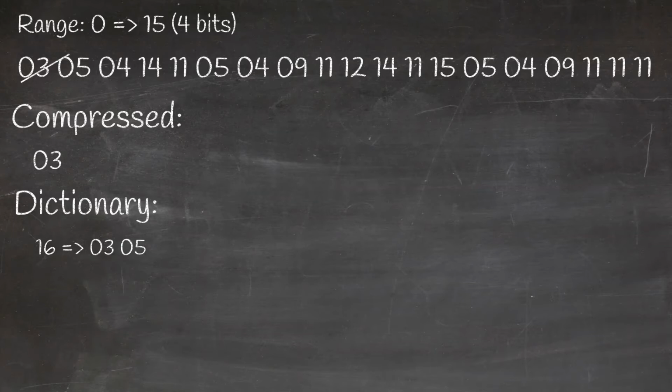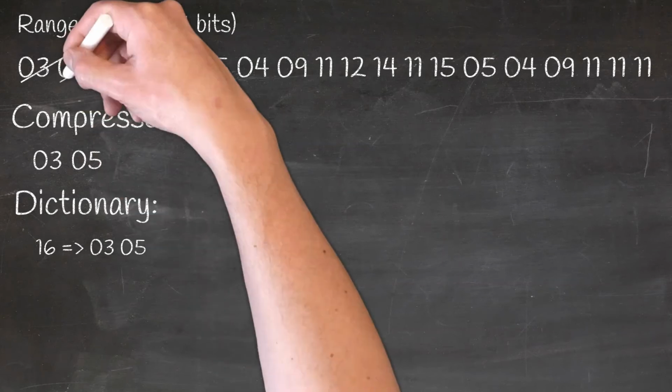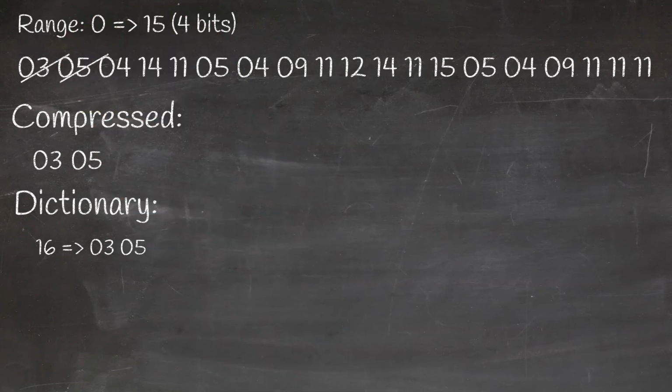Okay, moving on to the next. Now we have 5. Have we seen any patterns starting with 5? No. So we insert 5 into the output, and every single time, we have to make an entry to the dictionary. So with our next letter, we have 5 and 4. Should we insert 5 and 4 just in case it's a pattern? Well, the answer is always yes. So we insert our entry to the dictionary. So under the index 17, we have 5 and 4.